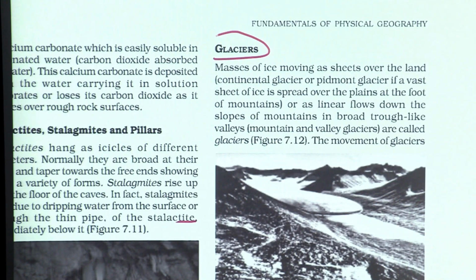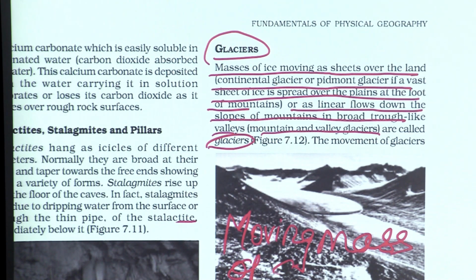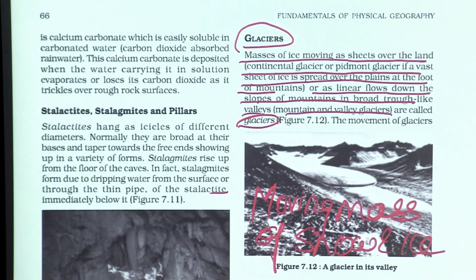Picking up the next agent, glacier. Masses of moving sheets over land, continental glacier, Piedmont glacier, or as a linear flow down the slope of the mountain or valley glacier are called glacier. So simply have the definition. What are glaciers? Glaciers are moving mass of snow and ice. And this moving mass of snow and ice can actually be 2 types. Which are they? Our NCERT clearly reads, either it can be continental glacier or it can be the valley glacier.